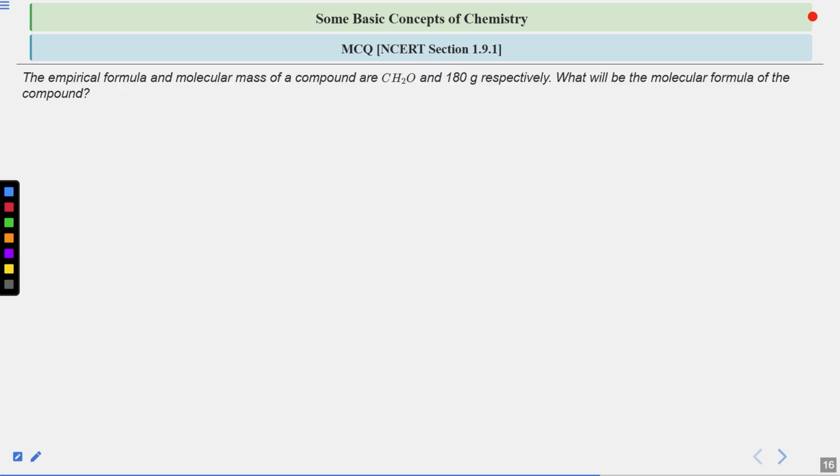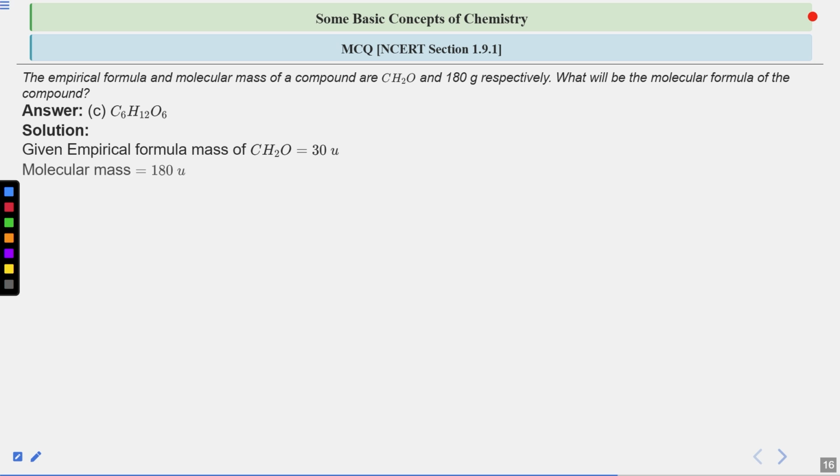What are the things that are given? The empirical formula is given and the molar mass is given. If you use this, you will get the correct answer as C, which is C6H12O6. How will we solve it? Our empirical formula is CH2O. If you calculate using this empirical formula, you will get the empirical formula mass as 30 u. And what is the molecular mass? It is 180 u or 180 gram per mole. So this is molar mass and this is your molecular mass. Both are the same, you just have to change the unit.